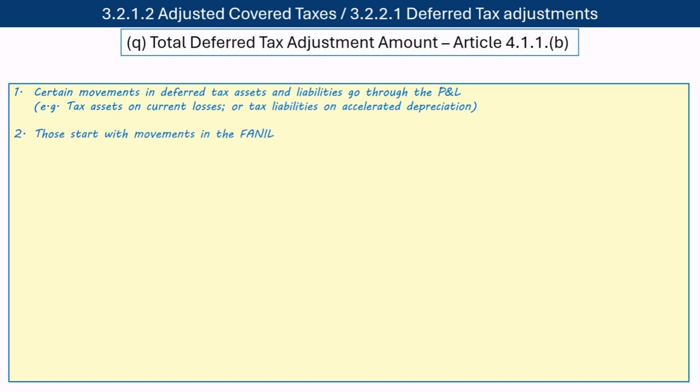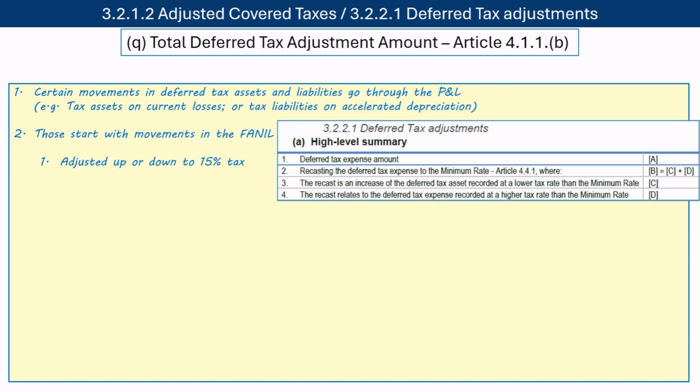So you start with your movements in your financial accounts, then you adjust your taxes up or down to 15%, because remember we're talking about the GloBE return here. For GloBE tax purposes, we only have a 15% tax that applies. So if you're in a 20% tax environment, your commercial accounts will show 20% on your deferred taxes, and you'll have to trim it down to 15%. And if it's 10%, you can do the opposite to get it up to 15 if it concerns GloBE income, right? So this is your deferred tax adjustments. You can see you start with what's in your financial accounts, and then you do your recasting.